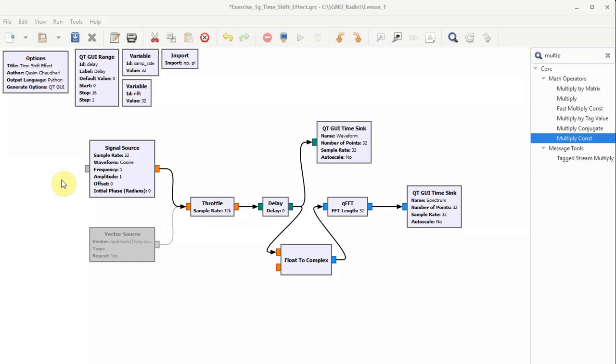In this flow graph, we are going to cover the effect of time shift in frequency domain. This is one of the most important exercises in DSP applications, and I believe that if you understand the effect of time shift in frequency domain, you understand a much larger part of DSP as compared to any other concept. So let us start.